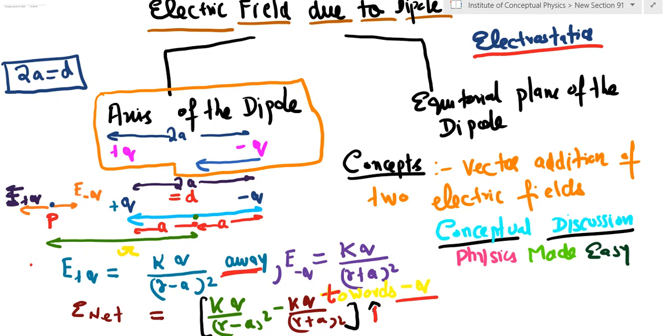So let's first discuss the axis of the dipole. You can see I have taken a point P on the left hand side where we're trying to find the electric field. The electric field due to plus Q and minus Q charges have been written with direction. Plus Q is away and minus Q is towards. And you can see the resultant is nothing but the vector addition of these two electric fields. So you can see the net electric field due to a dipole along the axis of the dipole is in the same axis as the axis of the dipole.